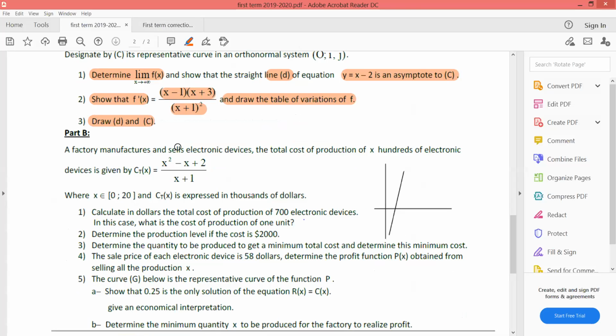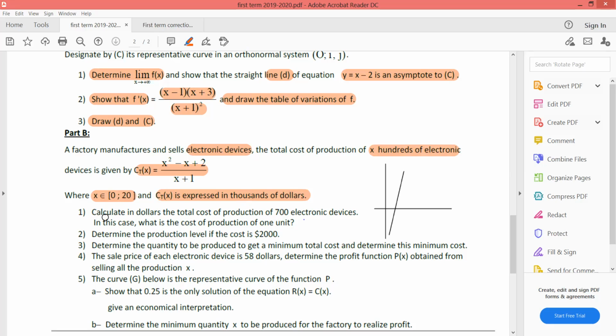Now we go to the economic function. A factory produces electronic devices. The total cost CT is like Fx. X belongs to 0 between 0 and 20. X is in hundreds of electronic devices, and CTX is expressed in thousands of dollars. Again, X unit in hundreds, the cost in thousands of dollars.